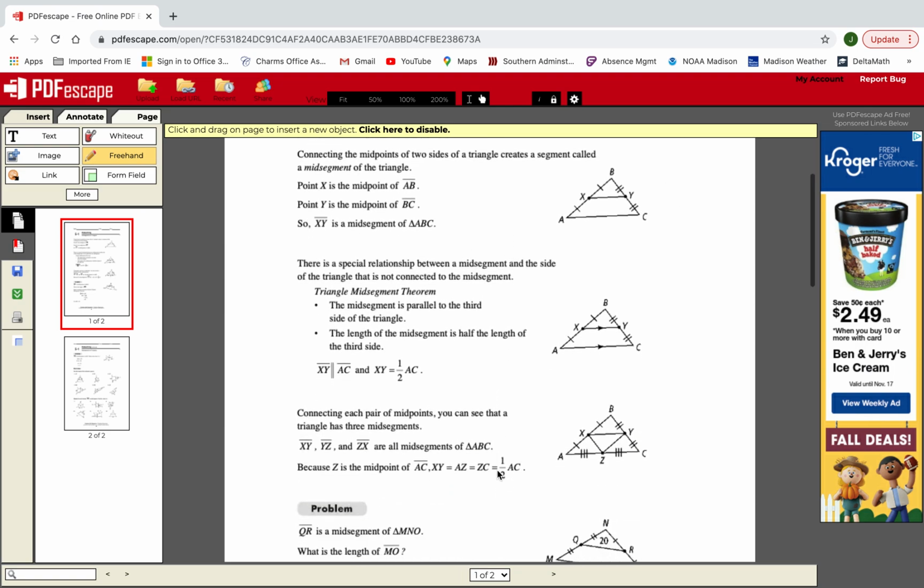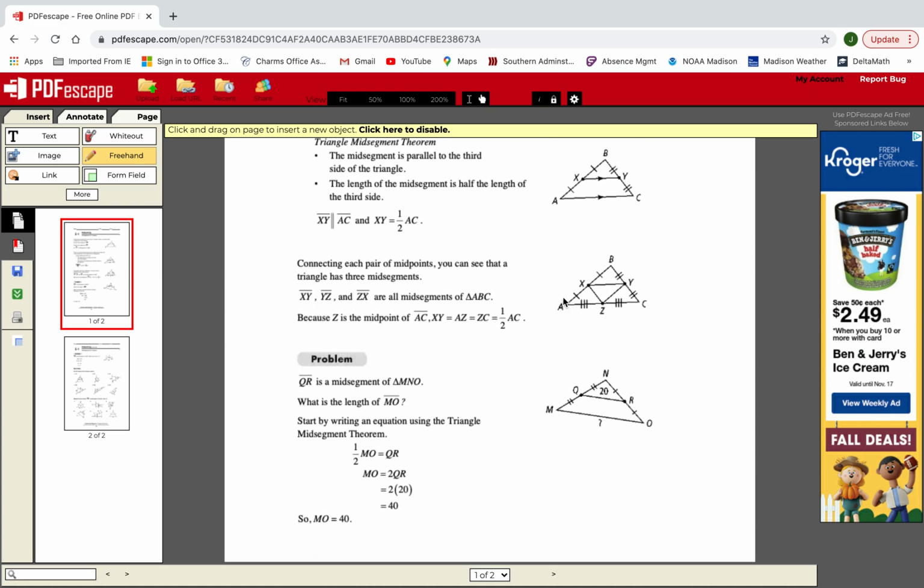There is a special relationship between a midsegment and the side of the triangle that is not connected to the midsegment. The triangle midsegment theorem says that the midsegment is parallel to the third side of the triangle, which here means that XY is parallel to AC, and they have said this in the symbols over here. Remember, the two lines straight up and down mean parallel. And it says that the length of the midsegment is half the length of the third side. So XY is half the length of AC. And we can use that to find the lengths of the midsegment and of the other side of the triangle.